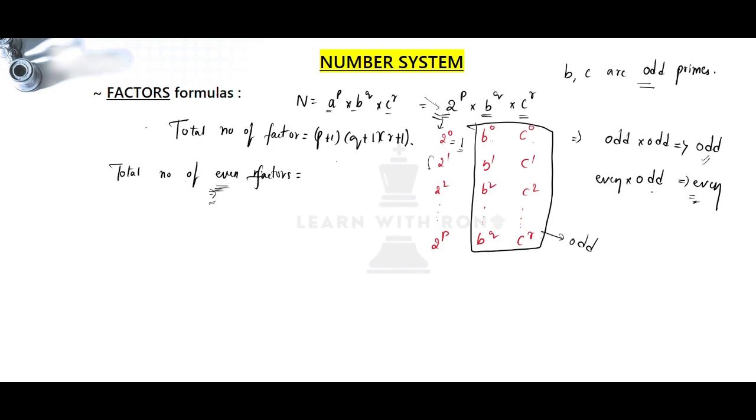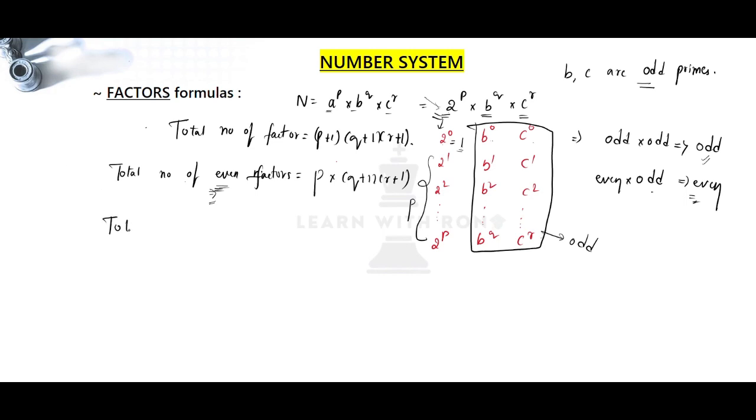So from 2 power of 1 to 2 power of p, how many factors? 1 to p. These are p factors, right? When these p factors multiply with any of these numbers, I'll get an even factor. Again, when these p factors are multiplied with any of these numbers, I'll get an even number. So when I am trying to find the total number of even factors, in this case I'll take only p factors, but in these two cases I'll take q plus 1 and r plus 1. This is the formula for the number of even factors.